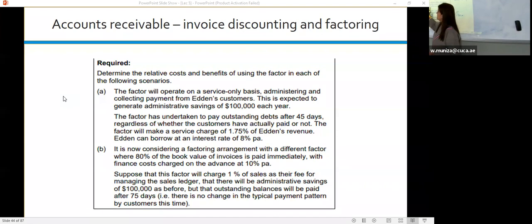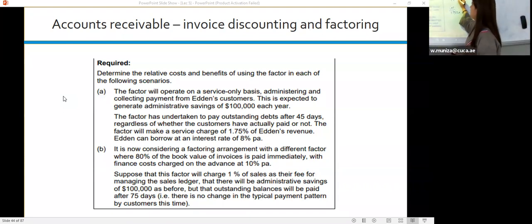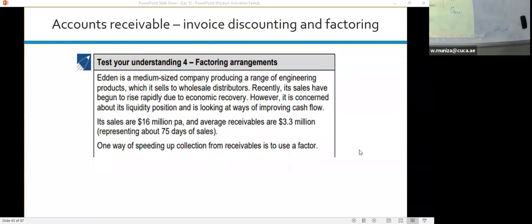Then agent can borrow at an interest rate of 8% per annum. So my dear students, the cost of finance which is going to be saved by taking the receivables balance earlier will be how much? 8% of the receivables balance. So let's see the scenario now. Agent is a medium-sized company producing a range of engineering products, which it sells to wholesale distributors. Recently, its sales have begun to rise rapidly due to the economic recovery. However, it is concerned about its liquidity position and is looking at ways of improving cash flows. Its sales are 16 million per annum and the average receivables are 3.3 million, representing about 75 days of sales.